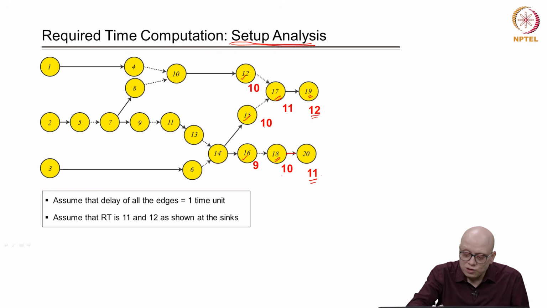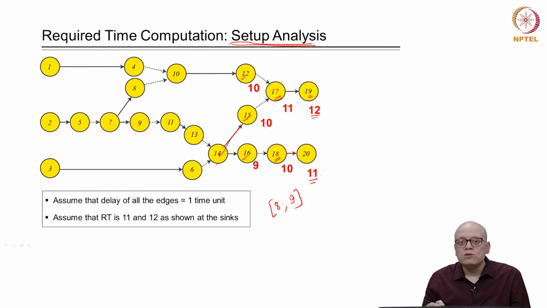Now, for vertex 14 there are two paths, one coming from 15 to 14 and another from 16 to 14. If we take the first path, the required time will be 10 minus 1, that is 9, and if we look into the path from 16 to 14, then 9 minus 1, that is 8. So, there are two required times at this point. For the setup analysis we have to take the minimum, that is the most pessimistic bound. So, we will take 8 in this case, the minimum of 8 and 9.